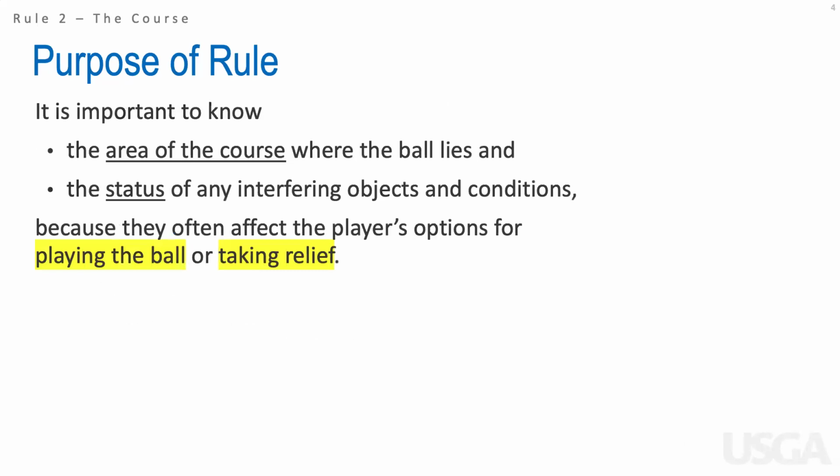So why is it important to know the area of the course where the ball lies, and then the status of any of those interfering objects or conditions? It's because it's going to affect how the player plays the ball or if they are able to take relief. So you might be able to do something in one area and you're not able to do it in another area. So we'll jump more into that and why that's important.